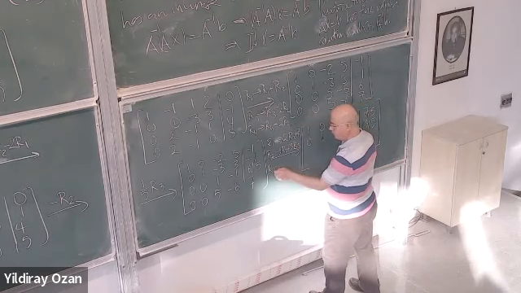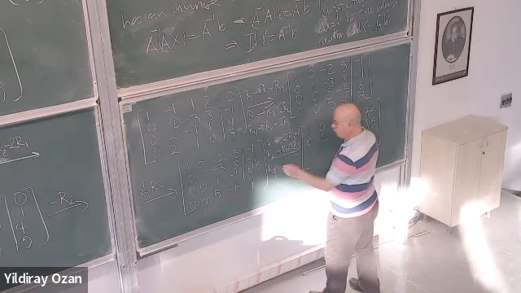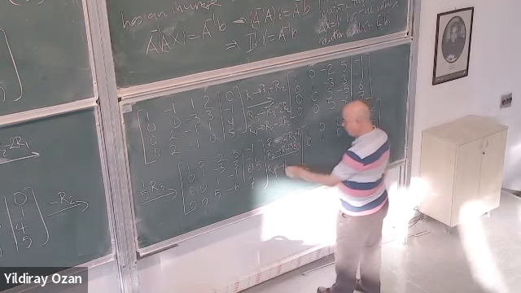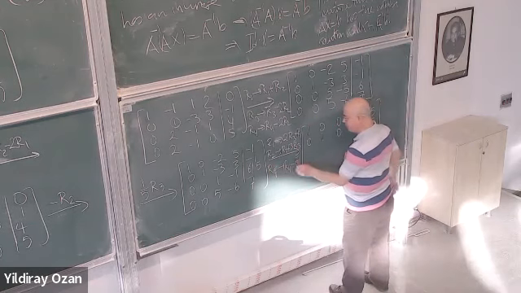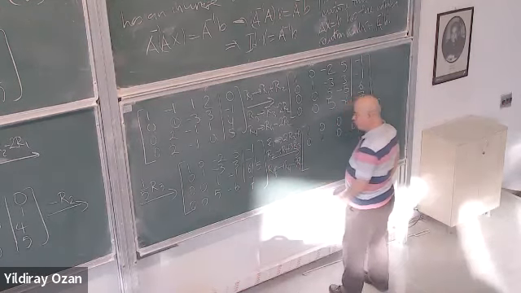Fourth row is replaced by fourth row plus minus 5 times the third row.